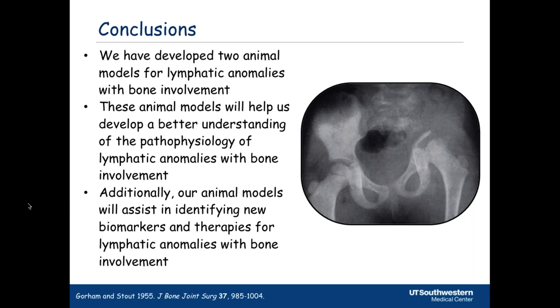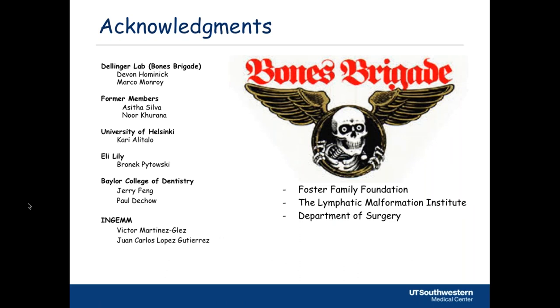So to conclude, we have developed two animal models for lymphatic anomalies with bone involvement. These animal models will help us develop a better understanding of the pathophysiology of lymphatic anomalies with bone involvement. And we think that our animal models will assist in identifying new biomarkers and therapies for GLA and GSD.